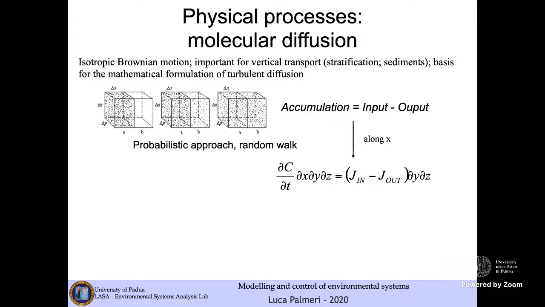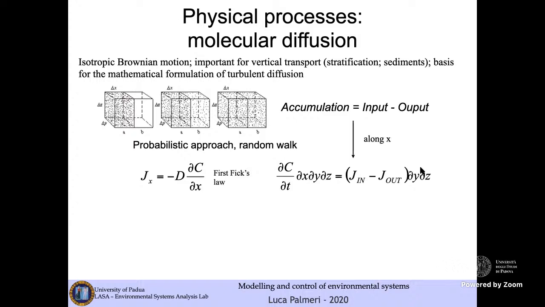Let's look along the x-axis, what may happen. We may write that the variation in time of concentration, or accumulation, times the infinitesimal volume, is equal to what goes in minus what goes out. Please note that we are neglecting again transformations here. What goes in minus what goes out is a density of flows multiplied by the section of the flow.